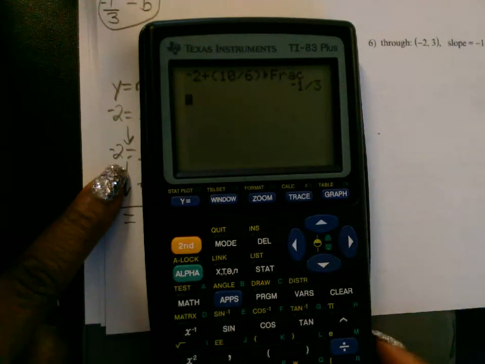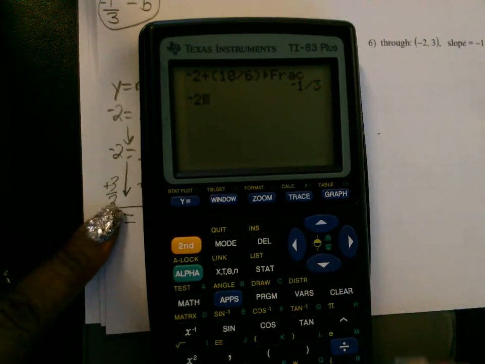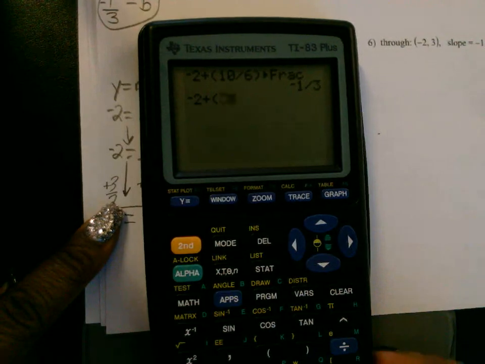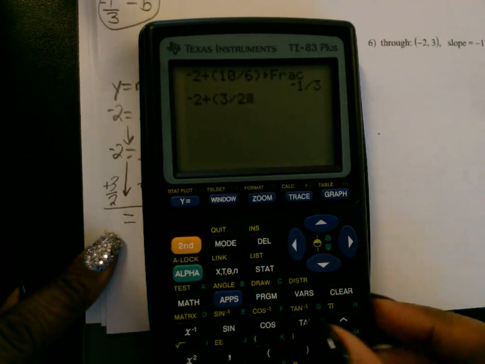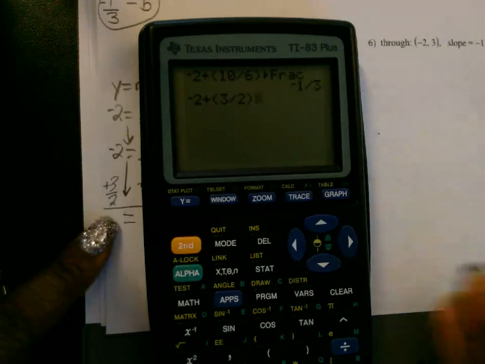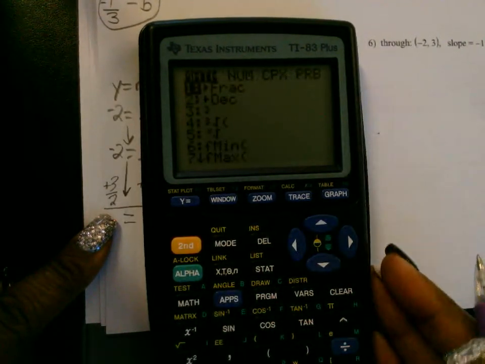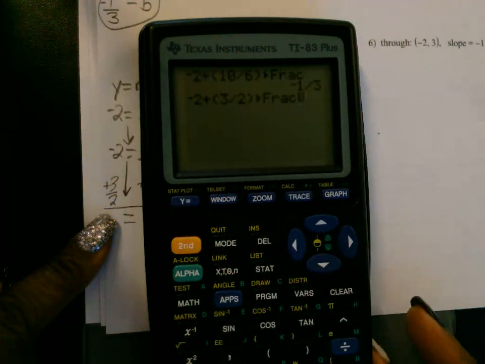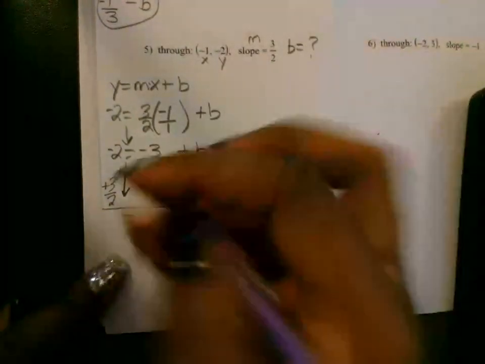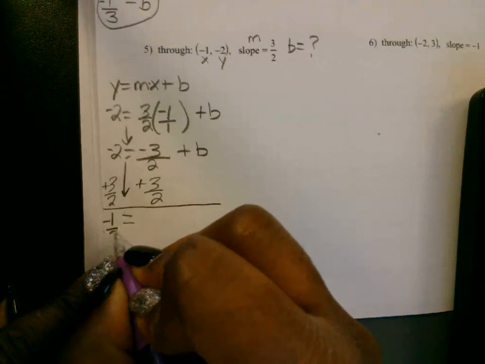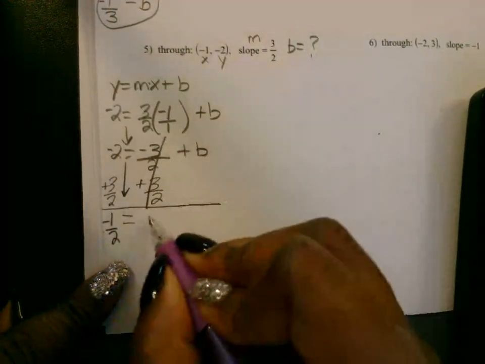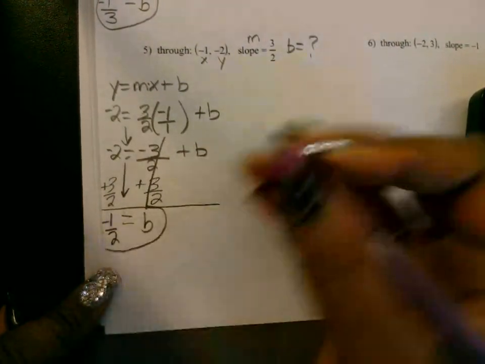We got negative 2. Oh, we got negative 2 again. That's crazy. Plus the fraction, put the fraction in parentheses, 3/2. Close the parentheses. I want my answer written as a fraction, so I'm going to do math, and I'm going to press enter twice, okay, to convert as a reduced fraction. So this is negative 1/2. This is gone, and I'm left with B is negative 1/2.